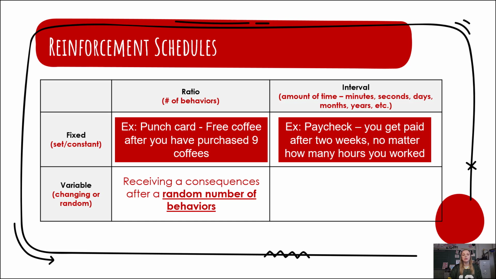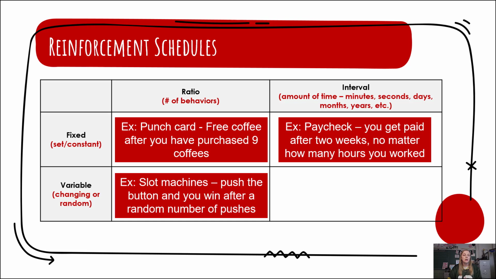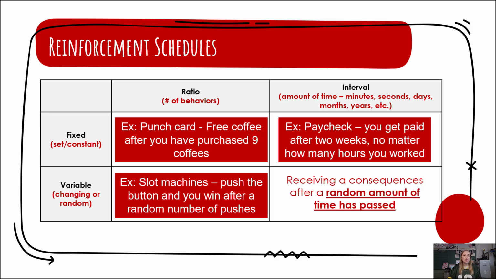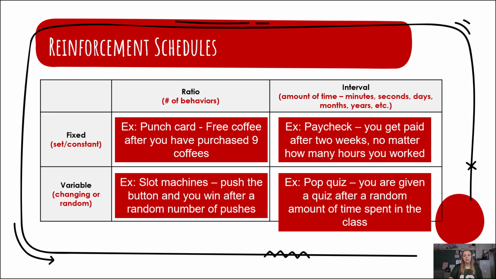Variable ratio is going to be receiving a consequence after a random number of behaviors. So a slot machine is a good example of this. If you push a button and you win after a random number of pushes, it doesn't matter how long you sit at the slot machine. It truly matters how often you push that button. Variable interval reinforcement is going to be receiving a consequence after a random amount of time has passed. So an example of this is a pop quiz. You're given a quiz after a random amount of time spent in that class.